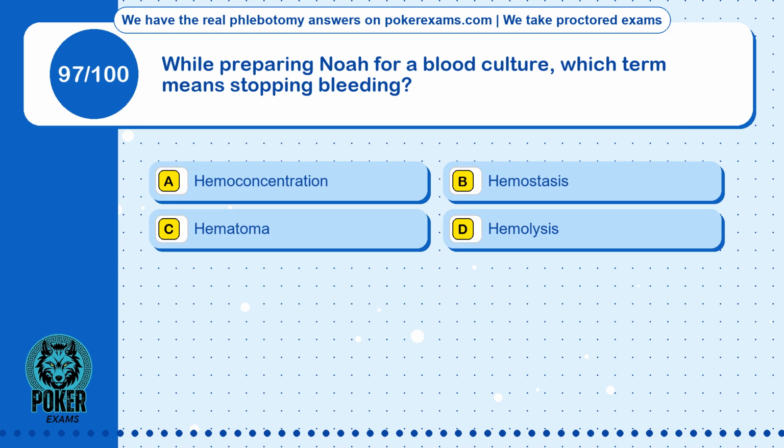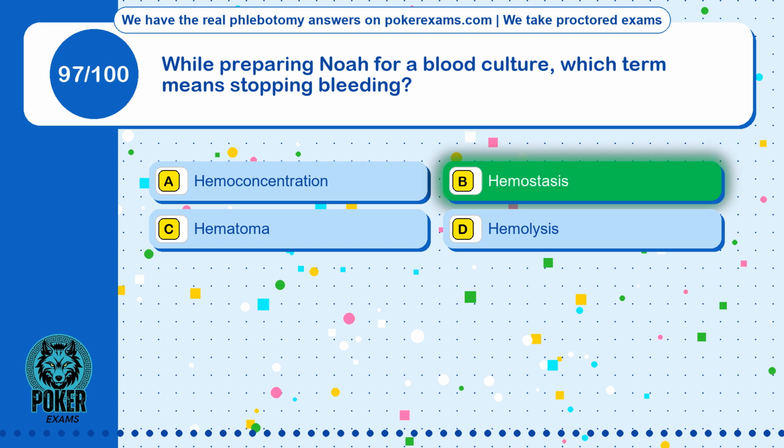Question 97. While preparing NOA for a blood culture, which term means stopping bleeding? Option A. Hemoconcentration. Option B. Hemostasis. Option C. Hematoma. Option D. Hemolysis. The correct answer is option B. Hemostasis.